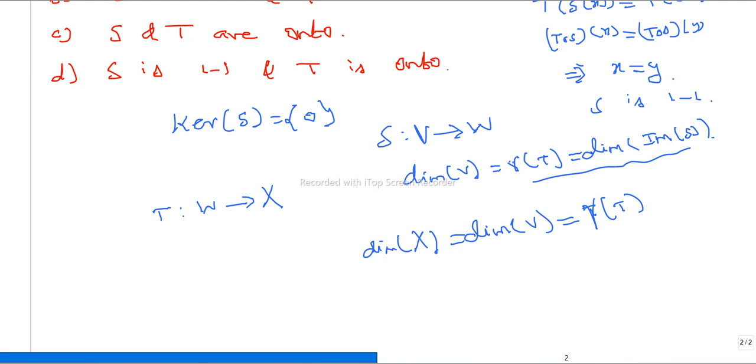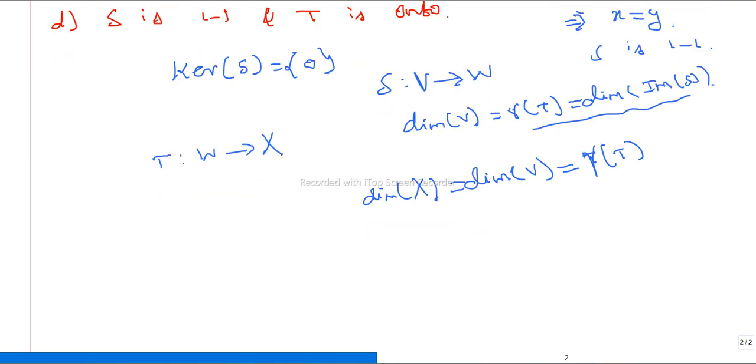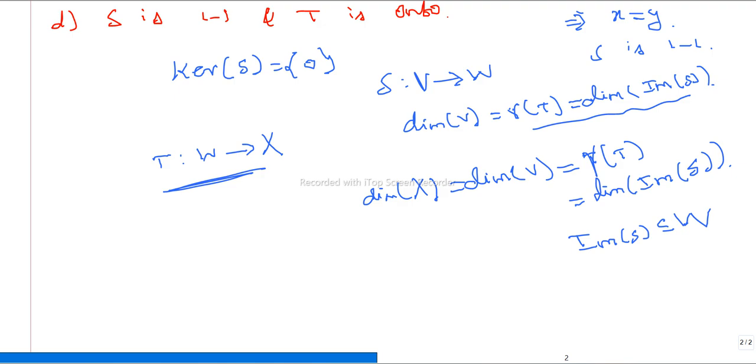Now, what is actually the rank of S? It is nothing but the dimension of the image of the linear transformation S. But now look here. The image of S is a subset of the codomain W for the linear transformation S, because S is a linear transformation from V to W. Therefore the image of S should be contained in W. Since this is a subset of this, the dimension of this is less than or equal to the dimension of W.